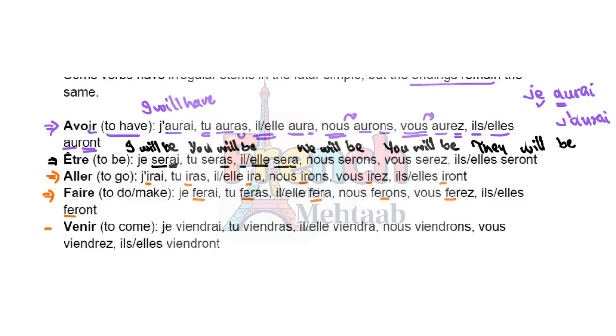The final irregular verb which we are going to study in this class is venir. Venir means to come. So for this, the stem for adding the endings is viendr. Okay, so it would be je viendrai, which means I will come. Tu viendras, you will come. Il viendra or elle viendra, he will come or she will come, like this. We are going to use these kinds of irregular verbs, but the endings wouldn't change, they will remain the same.